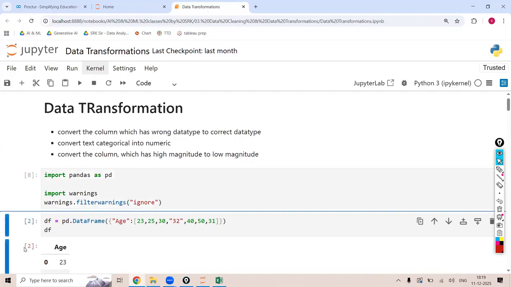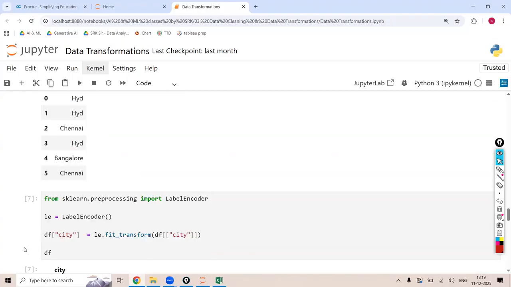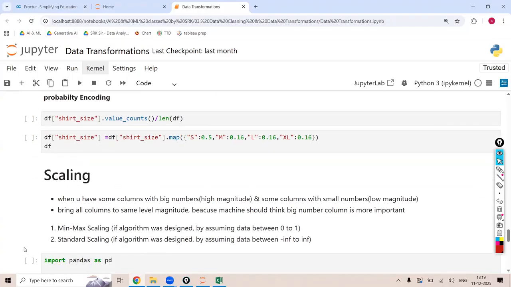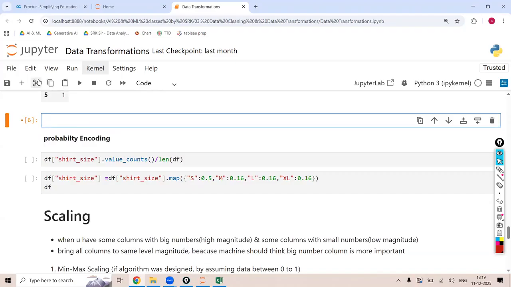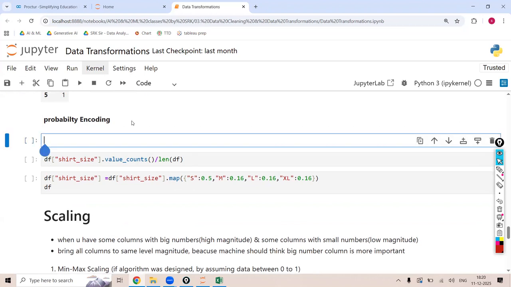Okay, done. Next, coming to the last type of encoding. The last type of encoding is called probability encoding. We do probability encoding when, in the given categories, one category has more records and the other categories have fewer records. How can you check that? First you check the value counts. So here I'm going to take one example.